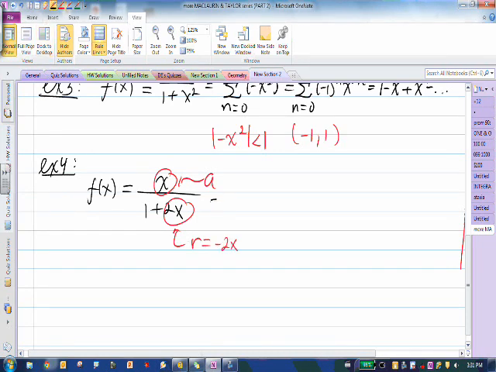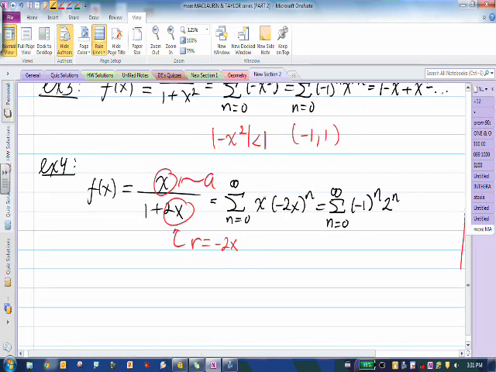So the power series for this, without going through all the derivatives and finding the pattern, is sigma n equals 0 to infinity x times negative 2x to the n. If you want to simplify that, you can write it as sigma n equals 0 to infinity. Pull out the negative, so there's a negative 1 to the n. Now there's a 2 to the n, and there's an x to the n, but also an x to the 1, so that should be x to the n plus 1.